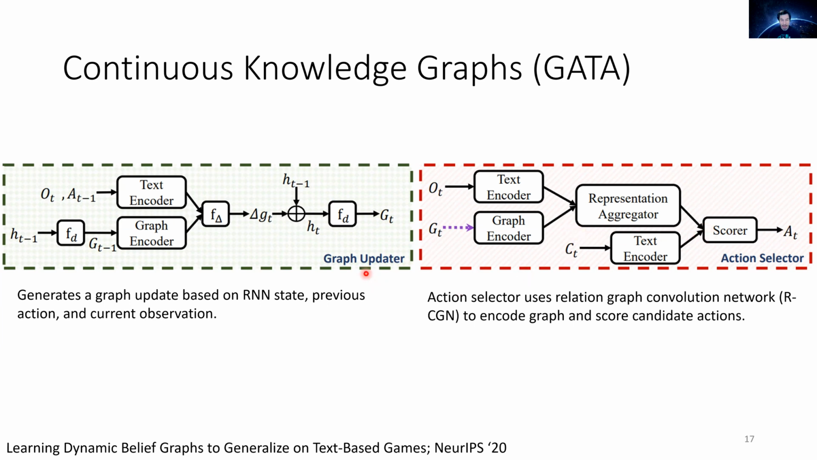But going back to the graph updater, there's a couple of ways that this graph updater is pre-trained in order to make good knowledge graphs. The first way is through contrastive learning, in which the agent is trained to differentiate between observations that are coming from the true current state versus observations coming from fake states. And the second way is through observation generation, in which this graph updater is trained in order to reconstruct the text of the observation token by token using only the current knowledge graph.